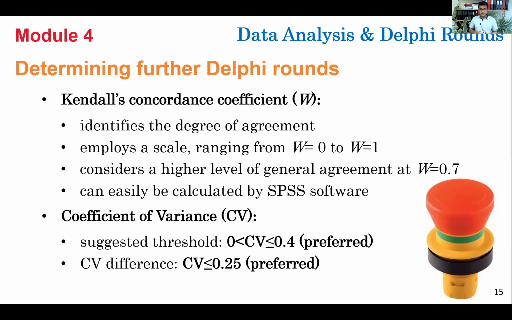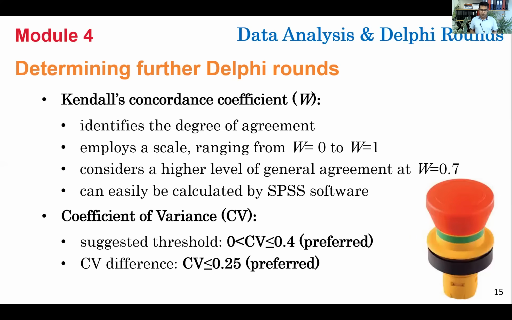And from the previous discussion, we already know the agreement threshold for the coefficient of variation ranges from 0 to 0.5, right? However, the moderator researcher still has the flexibility to go for further rounds if the CV value is much closer to 0.5. For better results, my suggestion is to keep the CV value less than 0.4 if possible.